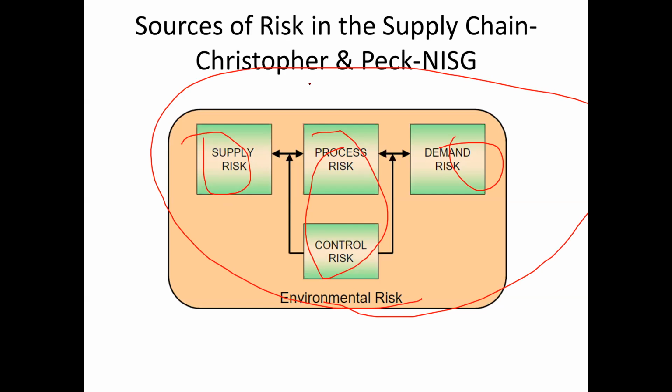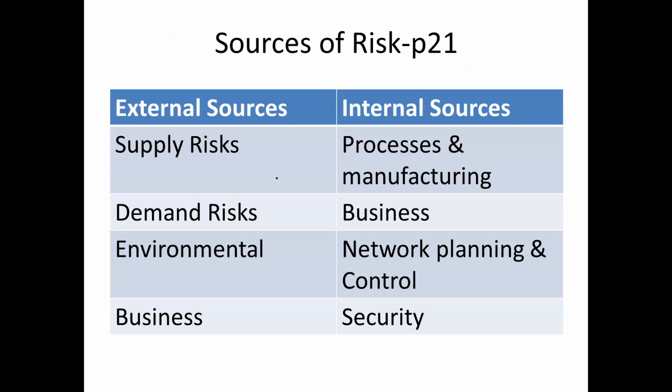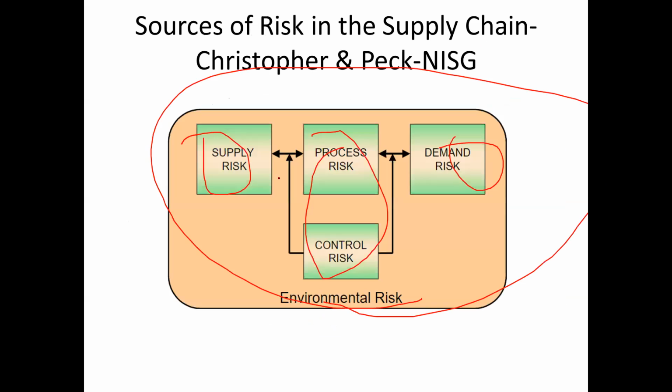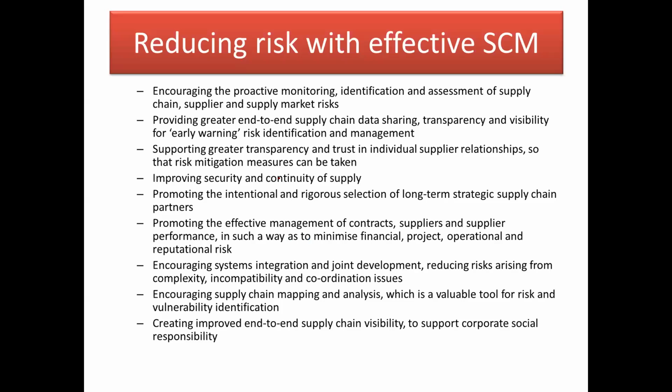You could do the Manuj and Mentzer one, which has demand, supply, operational risk, and other risks such as currency. And I think that's in the study guide. But you don't need that one, and that one. You would just need to be able to articulate one of those if you got something on that. You might need disaster planning. How does supply chain management reduce risk?